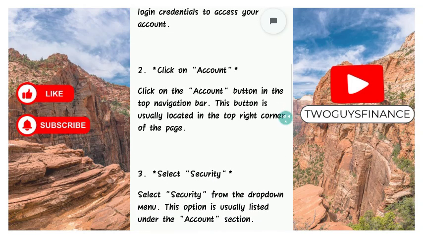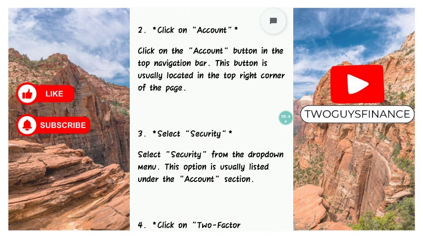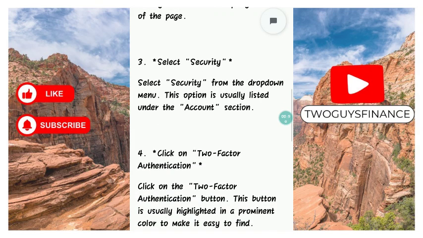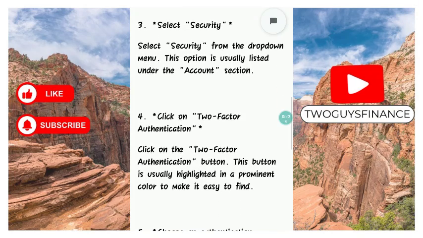Once you've clicked on account, you just want to select security from the drop down menu, and this option is usually listed under the account section. So go ahead and click on security, and then you're going to click on two-factor authentication. Under security, you're going to find two-factor authentication. Go ahead and click on that.